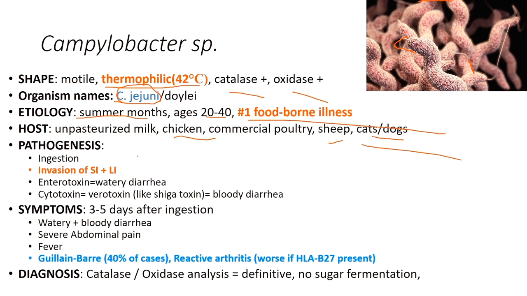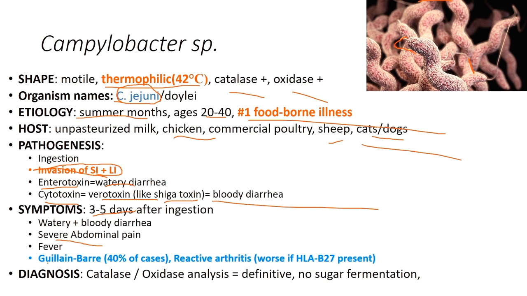So it invades your small intestine and your large intestine. This is super high yield. I don't know why, but it invades both. It's an enterotoxin. It causes watery diarrhea at first, but it also produces a cytotoxin, which is verotoxin, similar to Shiga toxin, which causes, again, bloody diarrhea, which is why it's in this group. It usually occurs several days after ingestion. It's not right away. You can have severe abdominal pain and that type of diarrhea we just discussed, and fever.